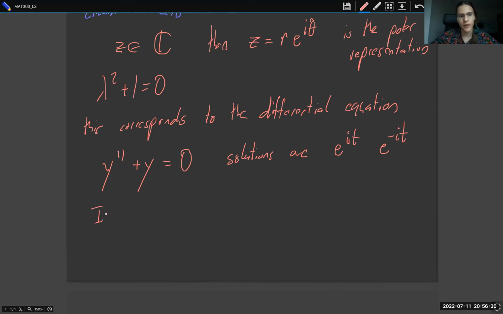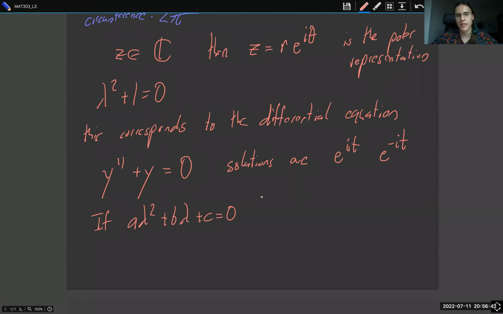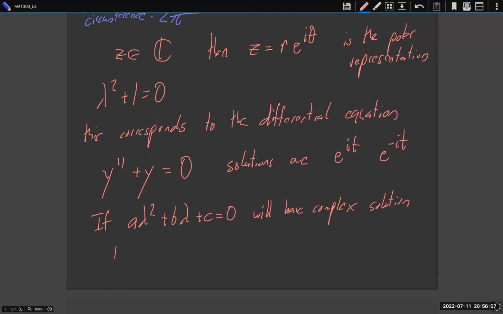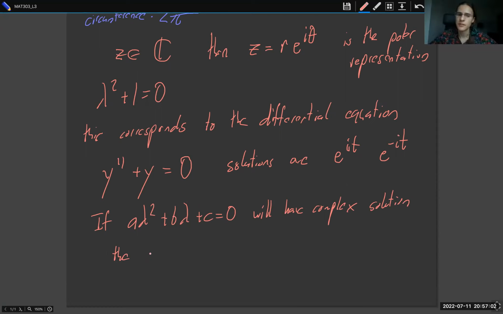So let's say a lambda squared plus b lambda plus c is equal to 0. When is this going to have complex solutions? It's going to have complex solutions when what is less than 0? There's a name for it. Delta? Sure. Sorry, you say that again? Was it delta? The triangle, right?